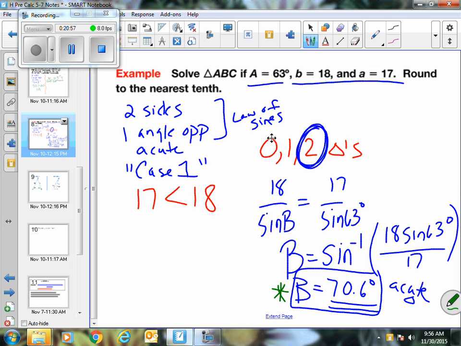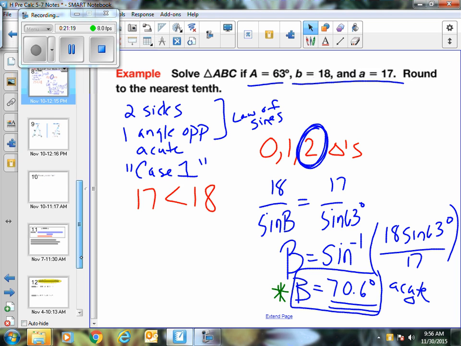You remember how to find a supplement? Supplementary means that the two angles add up to 180. So if you want to find the supplement of that, that's what generates the second set of solutions, because the supplement of 70.6 would be an obtuse angle that would give you the obtuse triangle version. So that's where that second set is going to come from. So tomorrow we'll talk about that. We'll look at those pictures and make sure we know how to solve.